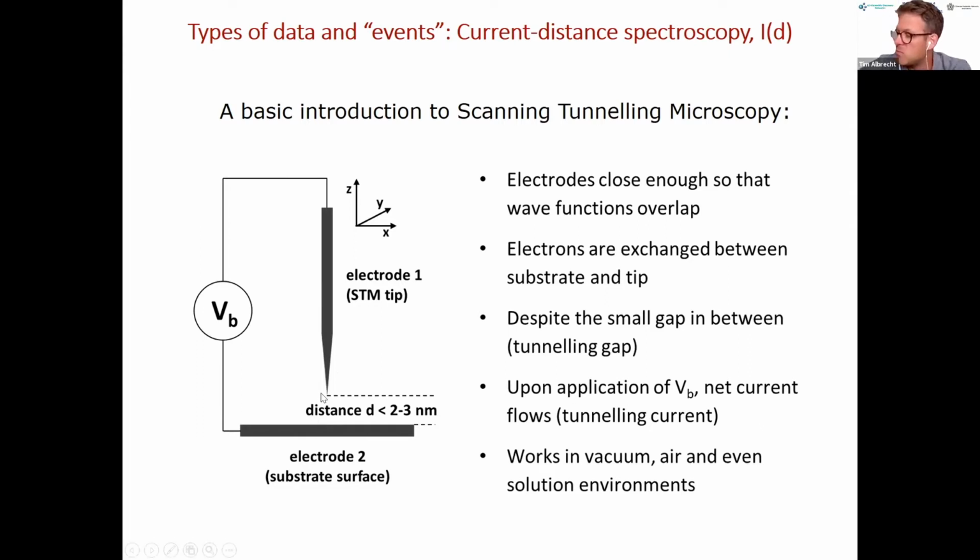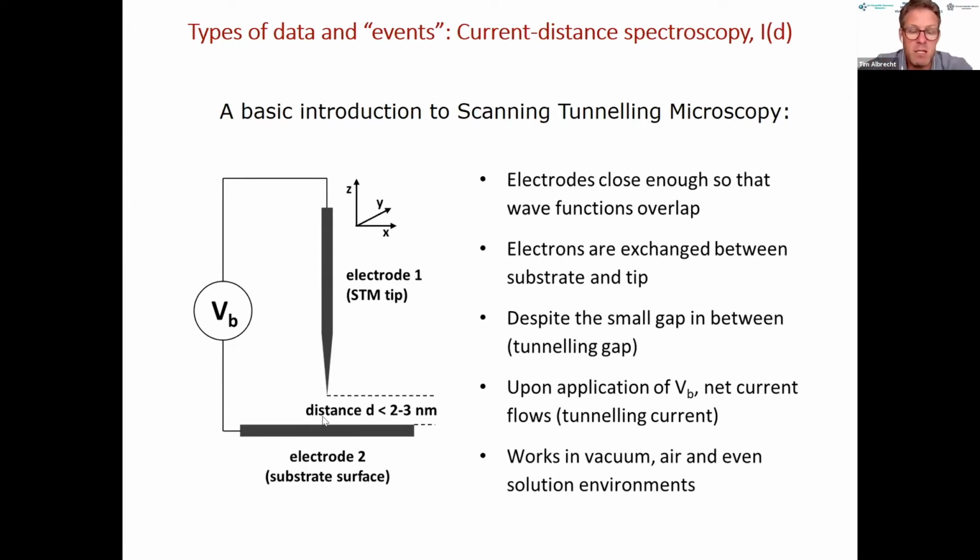Now, the distance between the tip of the STM and the substrate is really small. So typically 1, 2, certainly smaller than 3 nanometers. And if it's that close, then electronic wave functions in the tip and the substrate start to overlap, and you get electron exchange between the tip and the substrate. When you then apply a bias voltage, you actually get a net current. And because that current depends on wave function overlap, effectively, it's very, very distance dependent.